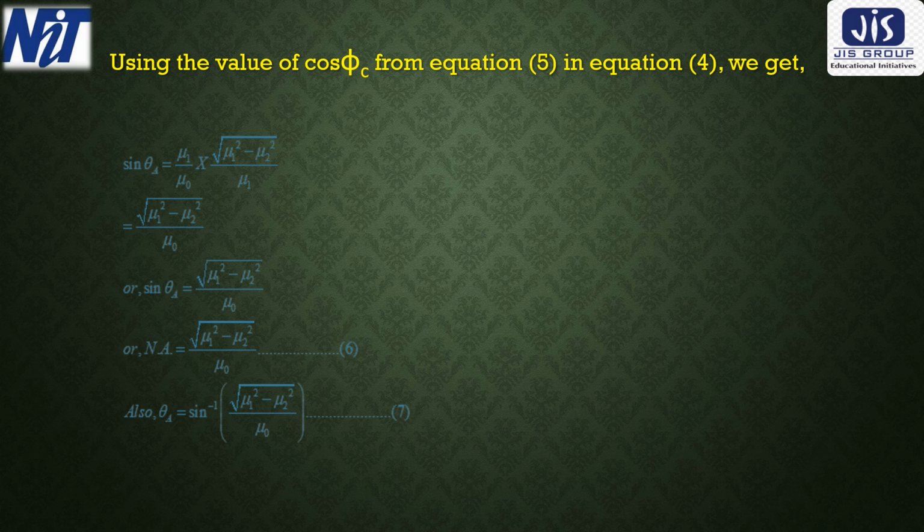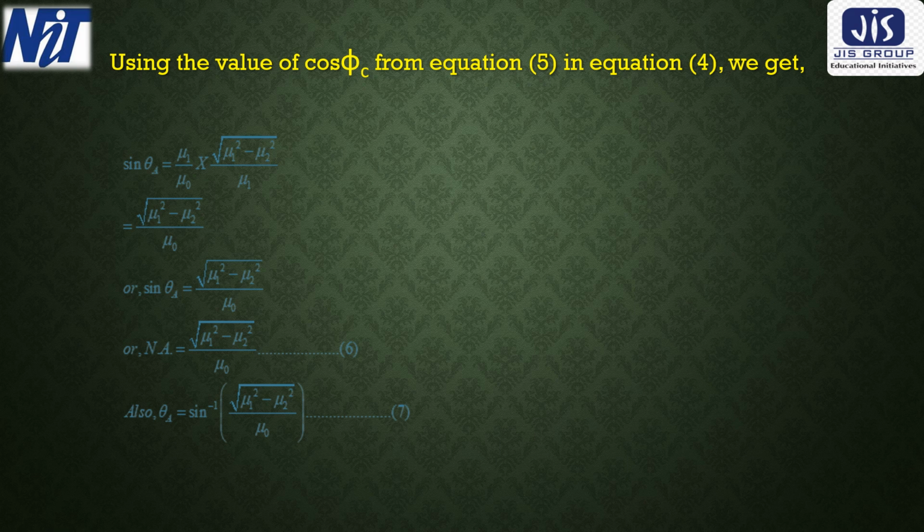Now recall equation number 4. It was sin theta a is equal to mu 1 by mu naught into cos phi c. If we use the value of cos phi c obtained in equation number 5 in equation number 4, it becomes sin theta a is equal to mu 1 by mu naught into under root mu 1 square minus mu 2 square by mu 1. Here mu 1 and mu 1 will cancel each other, and because of that we get sin theta a is equal to under root mu 1 square minus mu 2 square by mu naught.